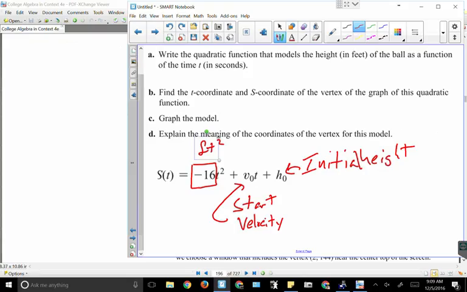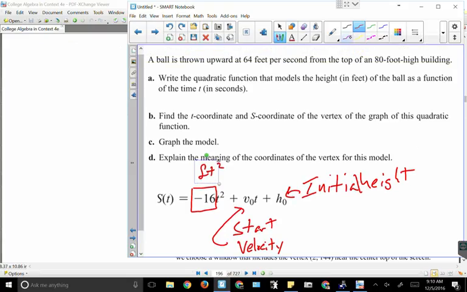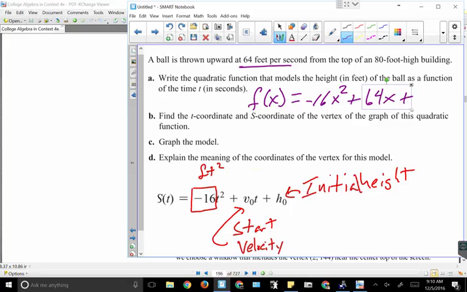So, if I know these things, it wants us to write a function based upon the information that we've got here. So that means that this function, f of x, is going to be equal to negative 16x squared plus, what is its initial velocity? What would that be, 64 feet per second? That's how fast it's going. 64x plus, what's the height of the building that you're on? 80. So that's where it started.